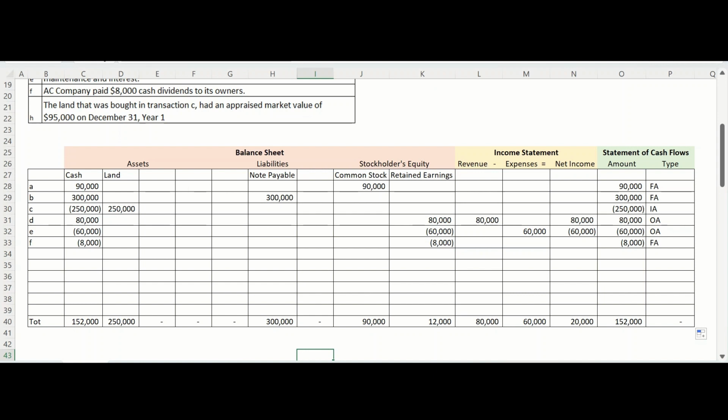On our income statement, we have $80,000 of revenue. And then there's a minus between revenue and expenses, so minus $60,000 equals $20,000 in income. So we are correct on our income statement. And then we can check our amount of cash to our cash account. $152,000 and $152,000. Yes, we are balanced. We are correct.